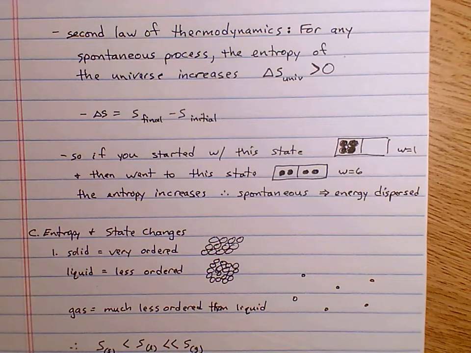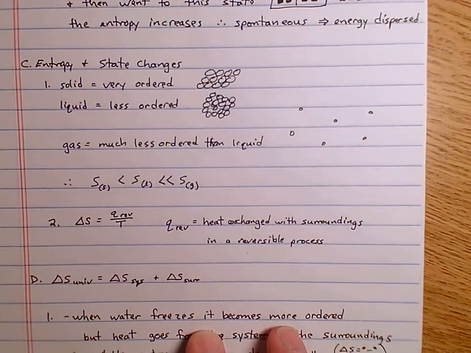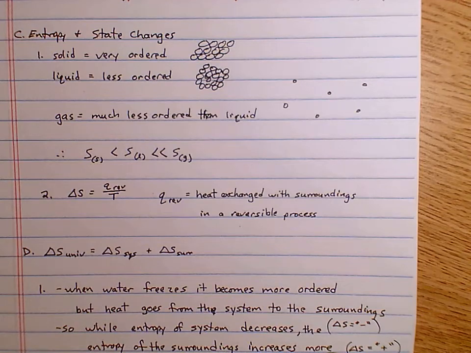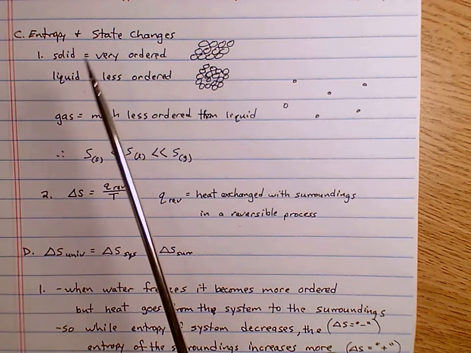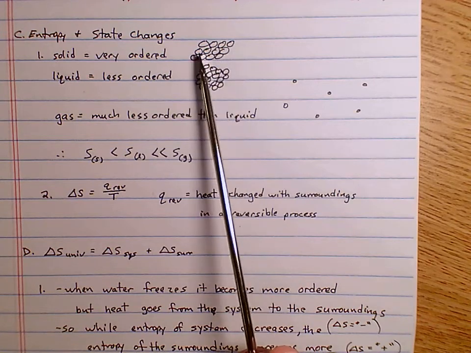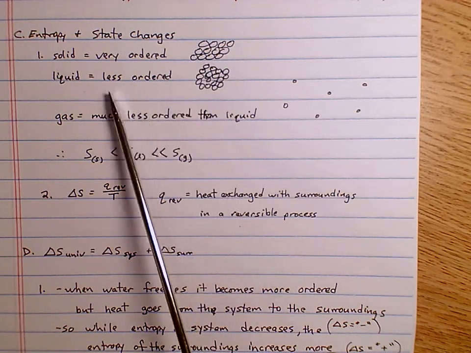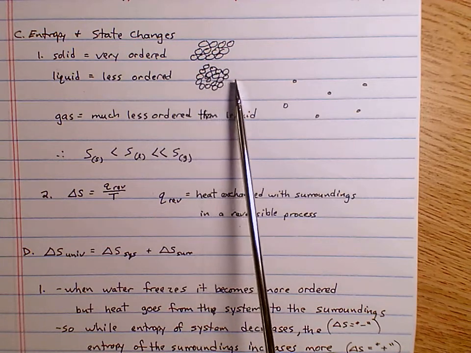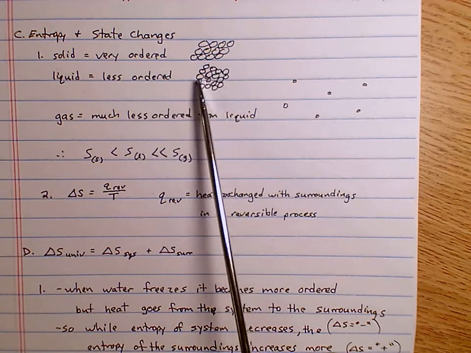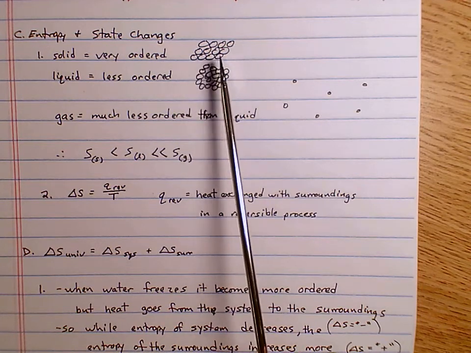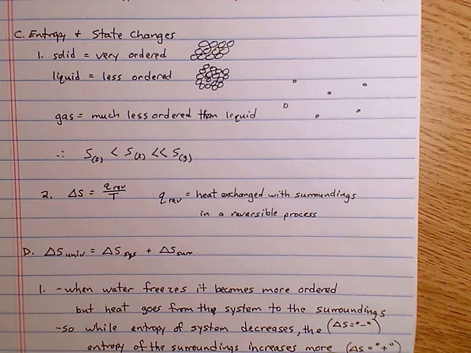Okay, so let's look now at entropy and state changes. Change in state means going from solid to liquid and gas. Note, a solid is a very ordered system. We have all the molecules all nicely packed. A liquid is less ordered. Not a whole lot less ordered, but a little less ordered. The molecules are all touching each other, but they're a bit more random in their touching of each other. You don't have the nice order that you have in the solid.